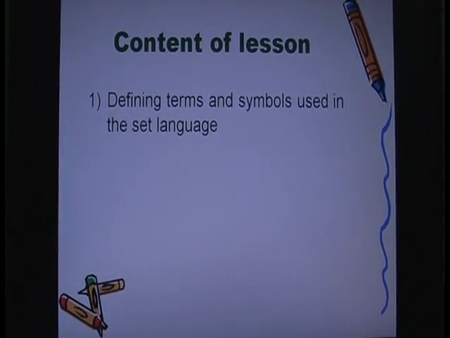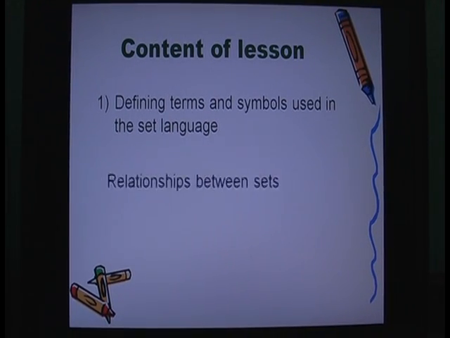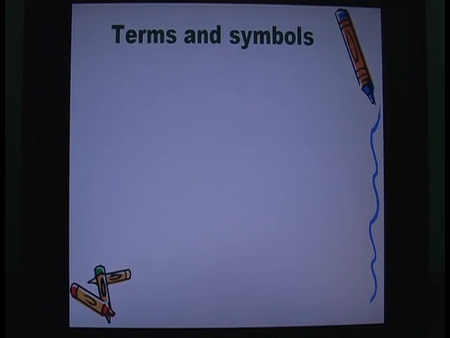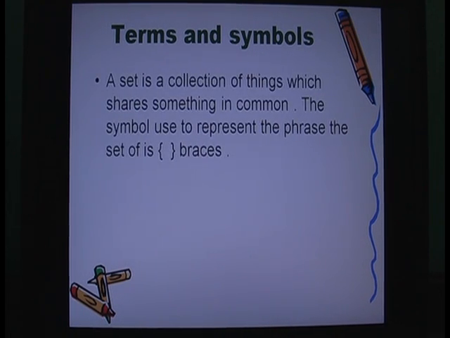Content of lesson. Number 1. Defining terms and symbols used in the set language. And number 2. Relationships between sets. Terms and symbols. A set is a collection of things which shares something in common. The symbol used to represent the phrase "the set of" is braces. So this symbol here means what? The set of, which are braces.